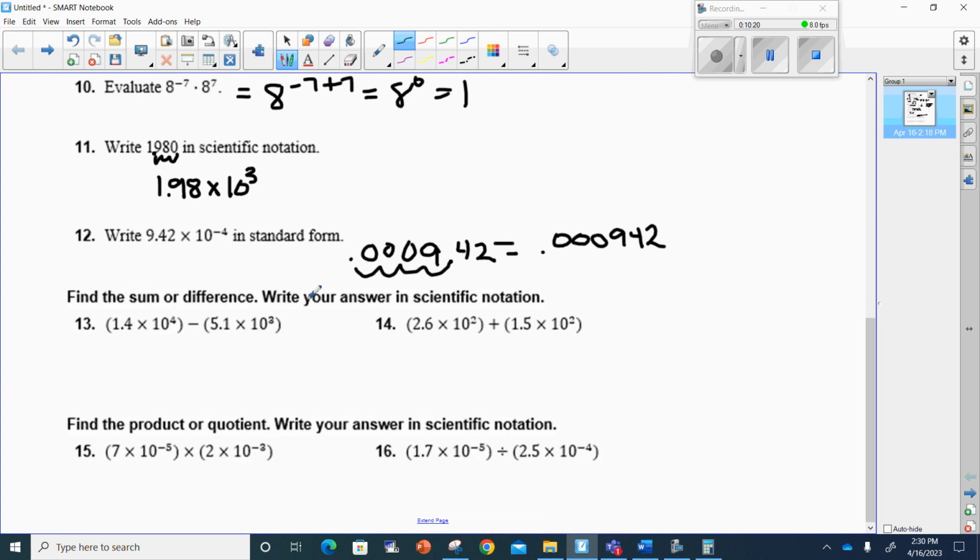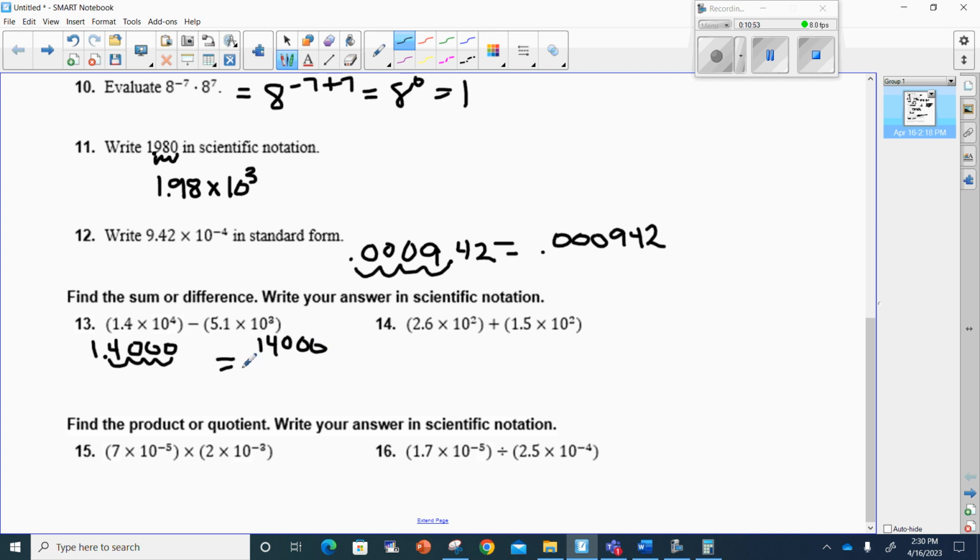All right, I'm on number 13 now. Find the sum or difference, write your answer in algebraic notation. Well, if I write these numbers out, and that's what I like to do, I'm going to take this 1.4, put it to the fourth power. When I make this smaller, I make this number bigger. So this 1.4 is going to be moved 4 times, 1, 2, 3, 4, right? So that's going to be there. So let's see, that's going to be equal to, it's like 14,000.